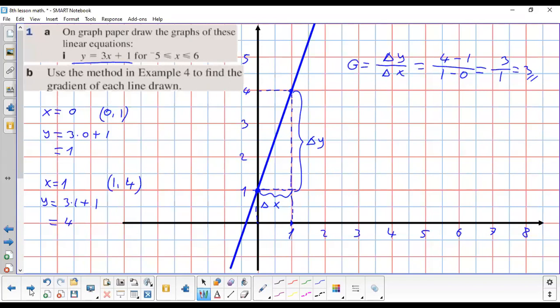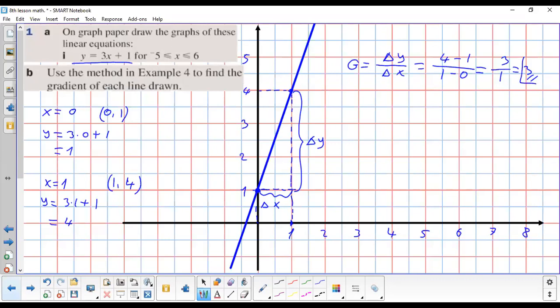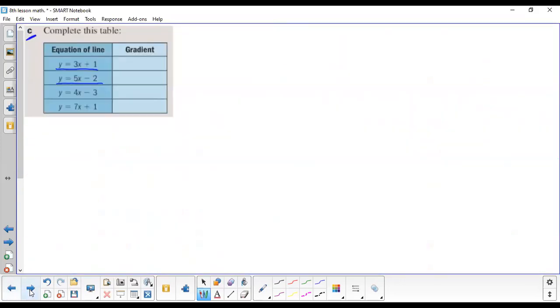Good. Now let's pass to completing this table. The equation of the line is given as 3x plus 1. This is your exercise C in your book. So complete this table. The equation of the line is y equal to 3x plus 1, 5x minus 2, 4x minus 3, 7x plus 1. For 3x plus 1, we already found that the gradient is 3. If you do the same thing for the other equations, drawing each of them, you will find that the gradients are 5, 4, 7.